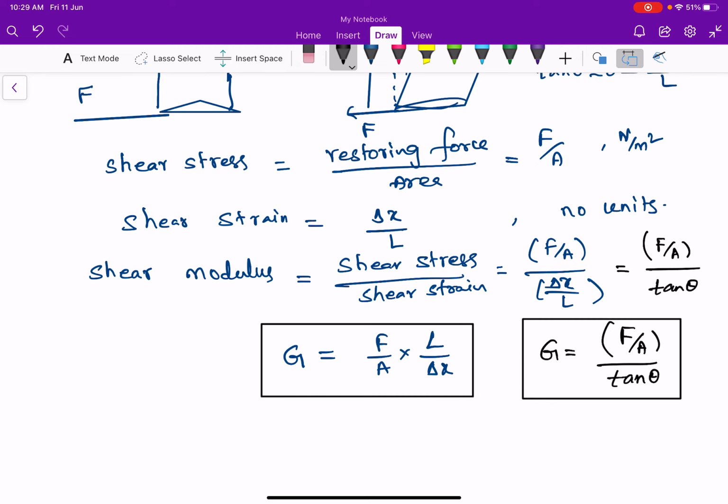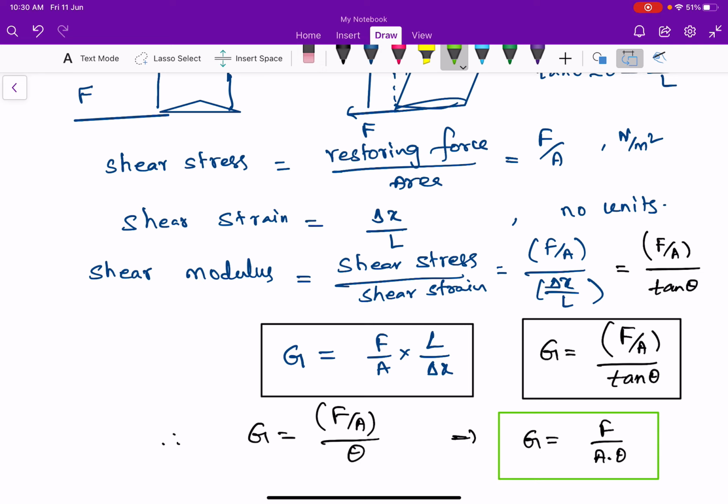We also know that for small deformation tan theta is equal to theta, therefore G is equal to F by A divided by theta. So here shear modulus is equal to F by A theta. Right, this is all about shear modulus. See here, the shear modulus units are same as shear stress, that are Newton per meter square or simply pascals.